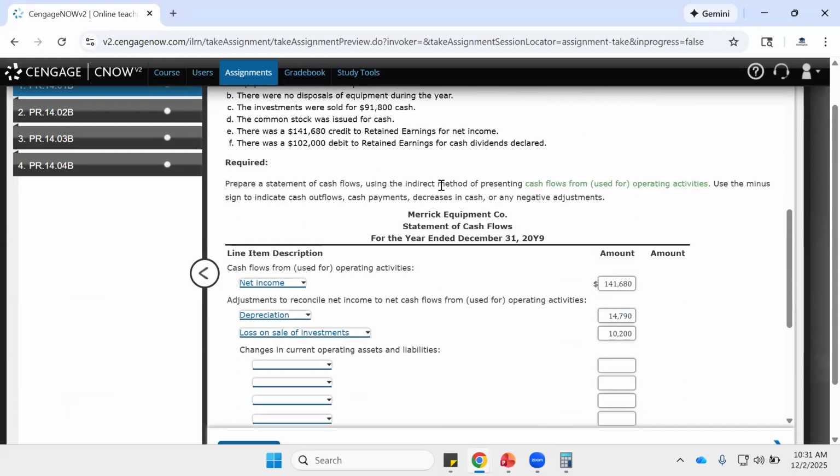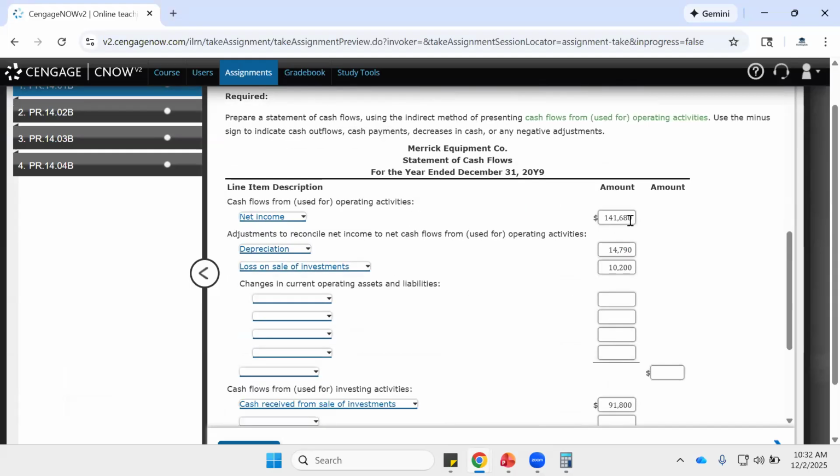And note that we use the minus sign to indicate cash outflows, cash payments, decreases in cash, or any negative adjustments. These two are positive adjustments. Depreciation expense increases our operating cash flow because it's a non-cash expense. It increases the cash that we have. Loss on sale of investments increases our operating cash flow because it increases the net income from operations. Whereas if it was a gain, we would have to reduce it because that would be net income not attributable to operating cash flows.